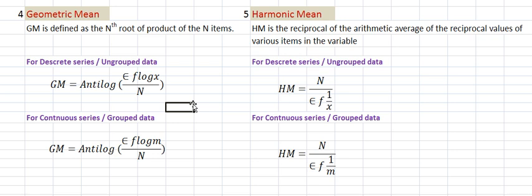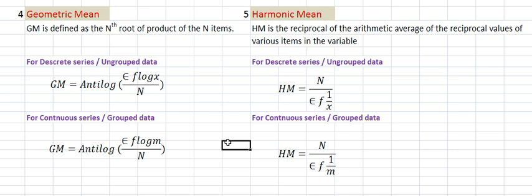What is geometric mean? Geometric mean is defined as the nth root of the product of the n items. Whatever the items are given, its nth root, right? The nth root of the product of the given n items is known as geometric mean. If they ask you a 2 marks question in the exam, you should write the same. What is geometric mean? Geometric mean is defined as the nth root of the product of n items.